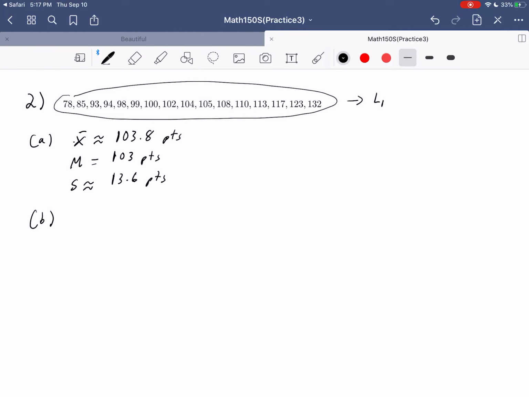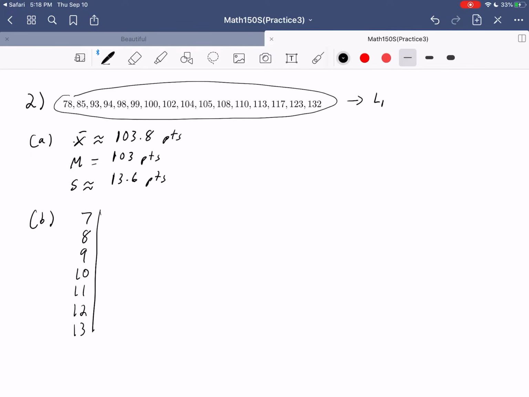For B, we'd like to build a stem plot. No need to do a split stem plot, because for stems, we're going to have 7, 8, 9, 10, 11, 12, and 13, so no need to split it. So we'll just do a normal stem plot: 7, 8, 9, 10, 11, 12, and 13.